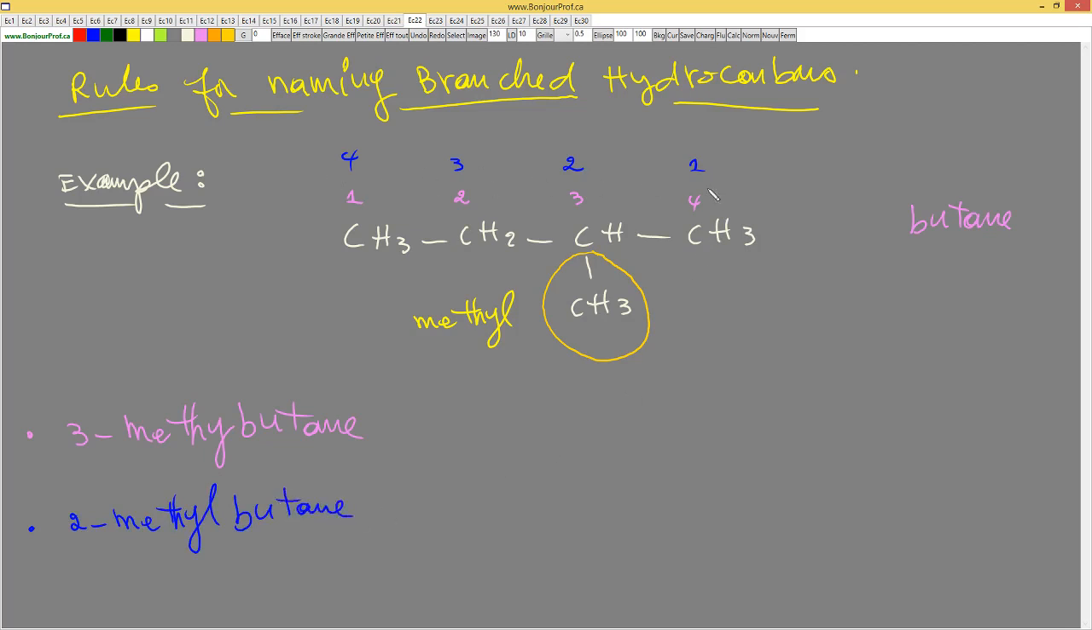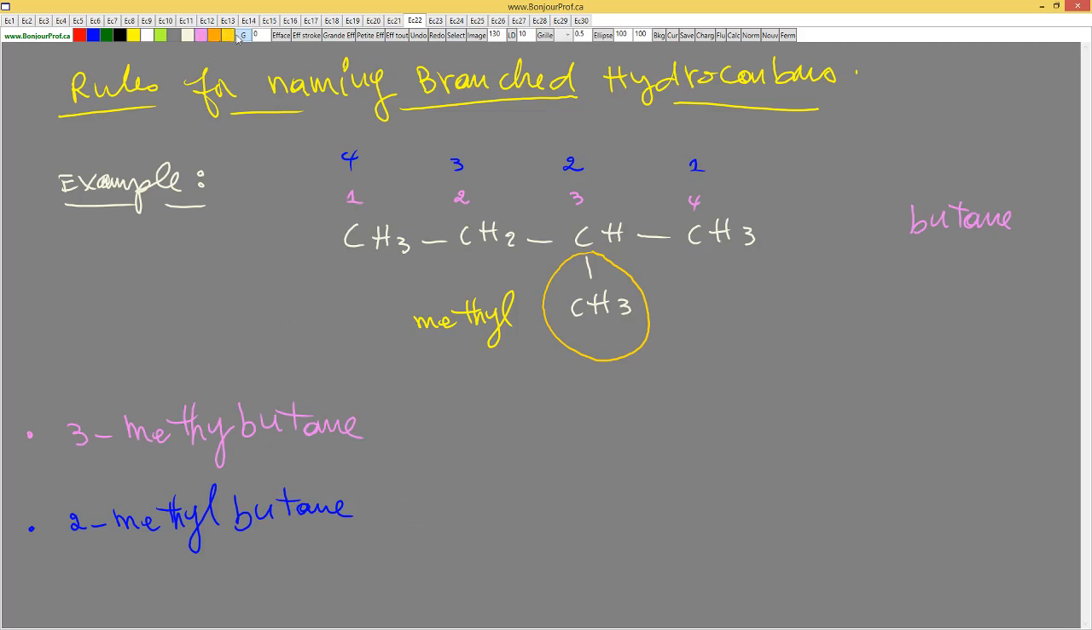Only because I changed the labeling, I changed the numbering, it's only the number that chooses. So which is the right name? It is only one name. I have here 2 names because if I label it from the left to the right, or the right to the left, I have only one name. Which one do we have to choose?